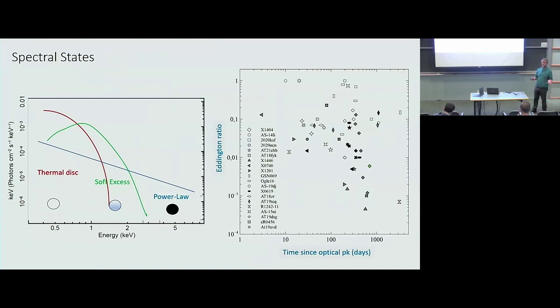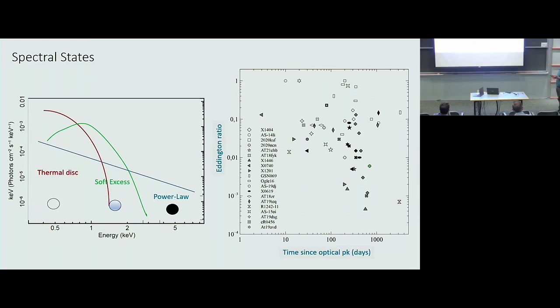Well, with TDEs, of course, we can see this in real time. We don't have to have huge samples to do this. So here's a plot of the Eddington rate against the time since the optical peak, down there. And the little symbols are coded so that if it's an open symbol, then it's in the thermal state. If it's a grey symbol, then it's in the soft excess state. And if it's a solid black symbol, then it's dominated by the power law.